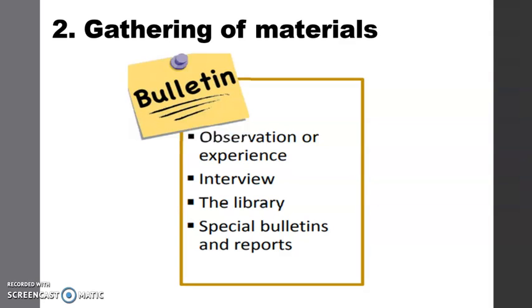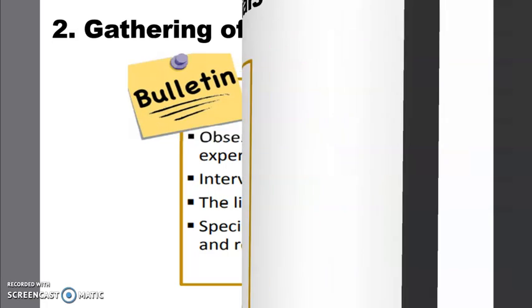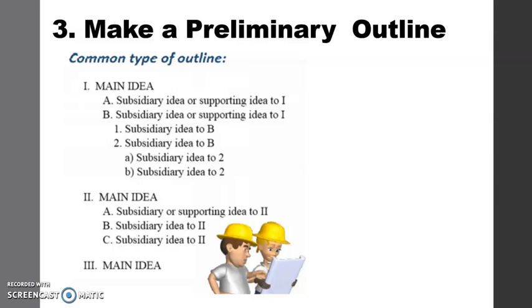And then you will gather, now that you have the subject and your title, it's time for you to gather your materials or the information needed for your research. You can gather your materials from the following sources. And then, once you've gathered all the information you needed for your research, it's time for you to create your outline. This is how a common outline looks like.